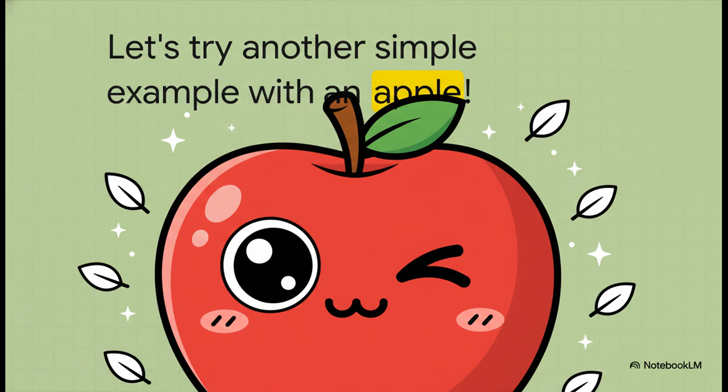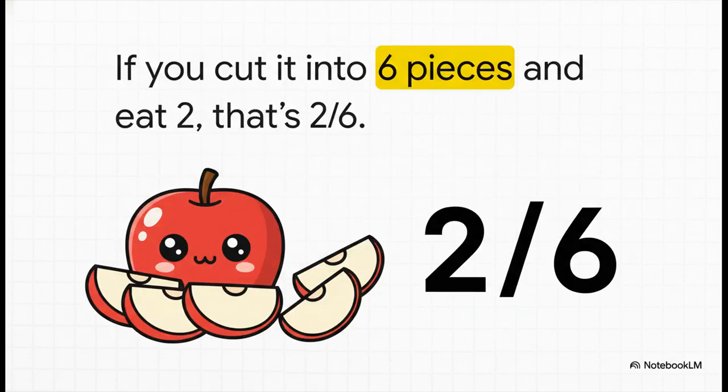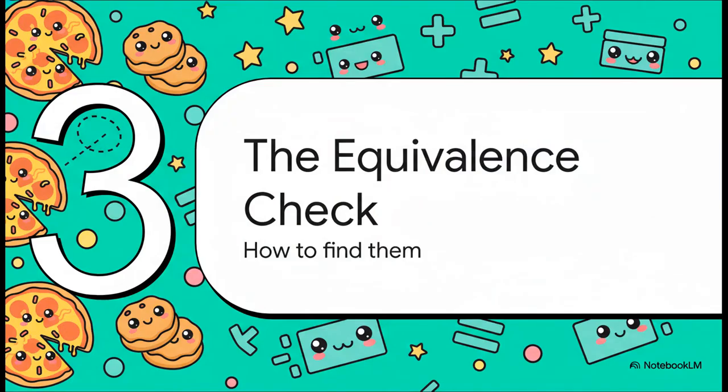Let's try one more quick one, just to make sure this is crystal clear. This time, we'll swap the pizza for a healthy, crisp apple. Okay, so you take your apple and slice it into 3 equal pieces. If you eat just one of those pieces, you've eaten 1/3 of the apple. But what if you took that same apple and were extra careful, slicing it into 6 smaller equal pieces, and then you ate 2 of them? What fraction would that be? You got it, 2/6. And just like our pizza, you can see it's the exact same amount of apple, right? So 1/3 and 2/6 are just different names for the same amount. They are equivalent.